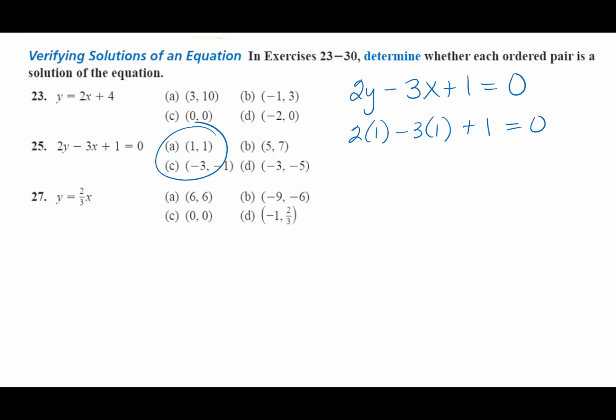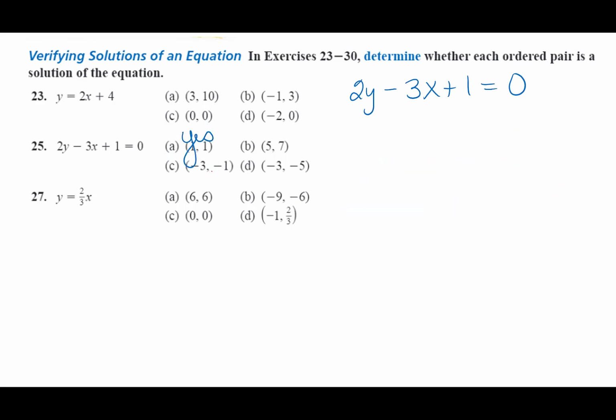So for this part, we're going to need to do the order of operations, which is multiply first. 2 times 1 is 2. 3 times 1 is 3. So that's 2 minus 3 plus 1. Anytime you have add and subtract in the same problem, you just need to work it left to right. So 2 minus 3 is -1. -1 plus 1 is 0. So this is a true statement. So yes, option A is a solution.